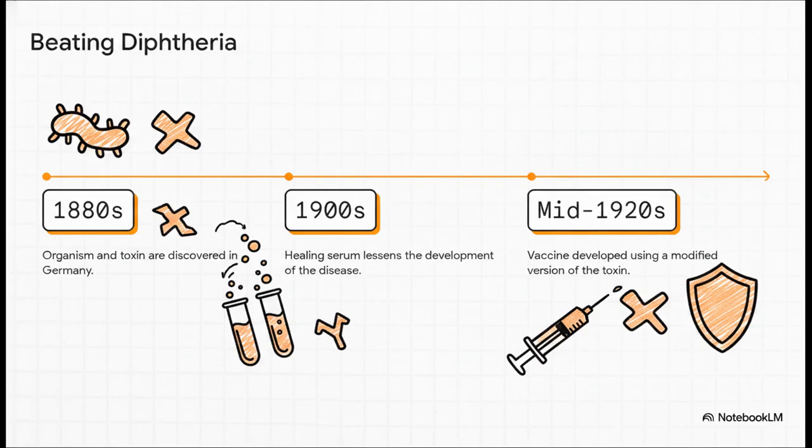And then, the monumental breakthrough. In the mid-1920s, around the same time as the tetanus shot, a vaccine was developed using a safely modified version of the toxin itself. It's an incredible achievement, and it is the exact reason why diphtheria is such a rare disease in the developed world today.